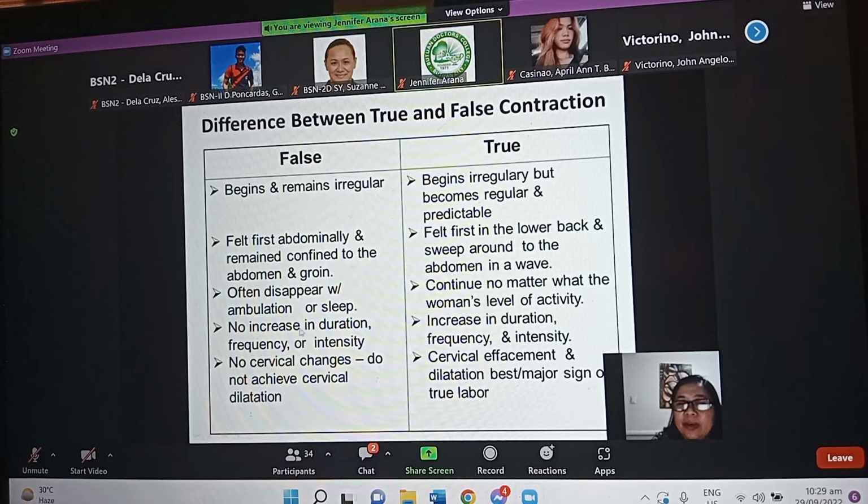Now, in false labor contraction, there is no increase in duration, but in true labor contraction, there is an increase in duration, frequency, and intensity. In false labor contraction, there are no cervical changes. But in true labor contraction, there is an increase in the percentage of cervical effacement and an increase in the centimeters of dilation. These are the best major signs of true labor, cervical effacement and dilation.